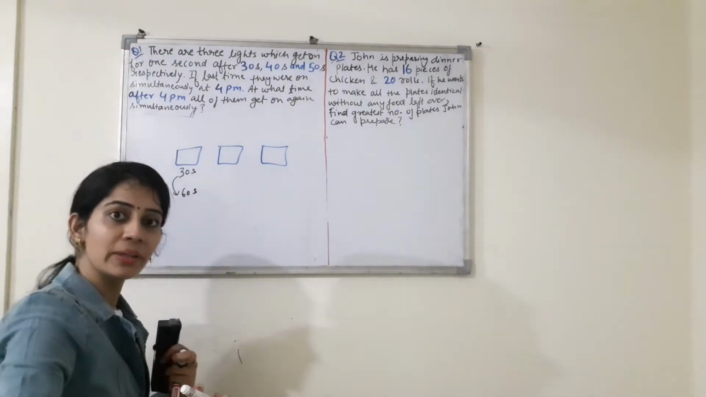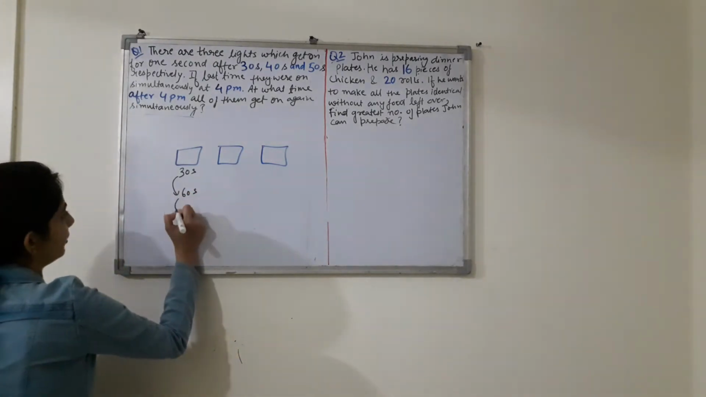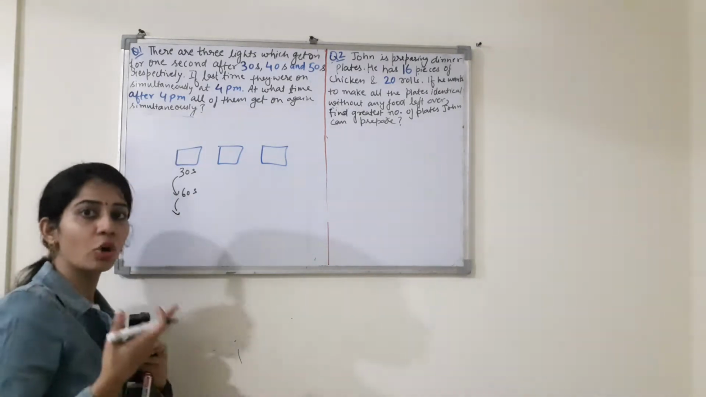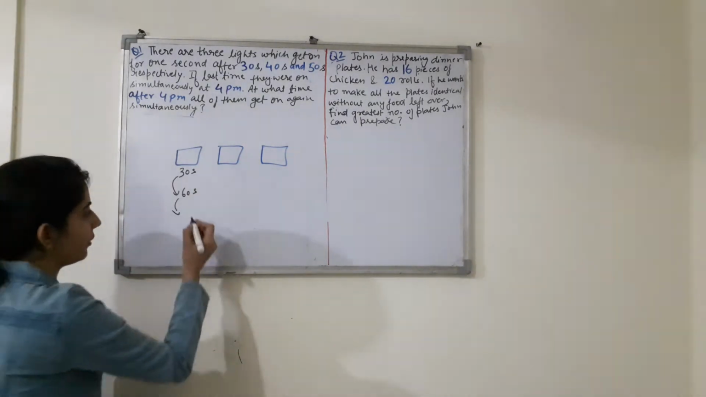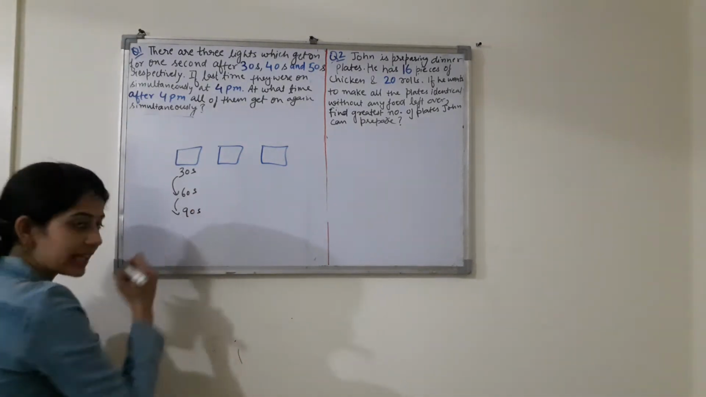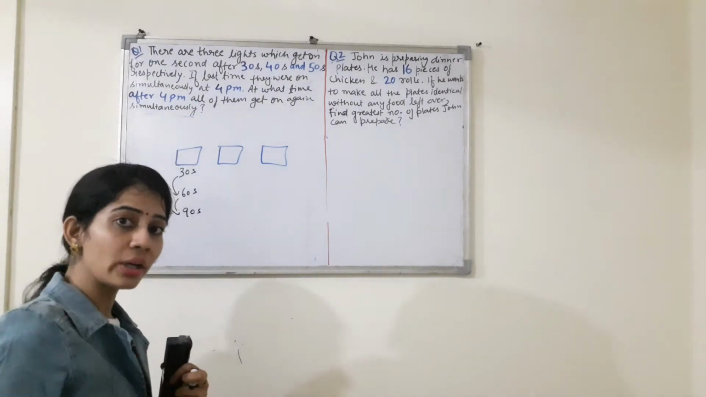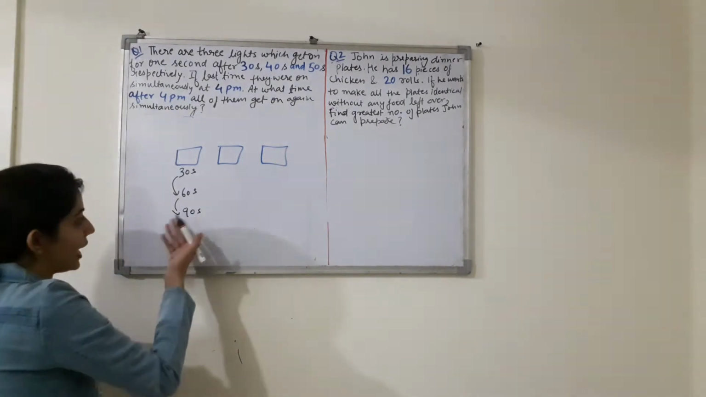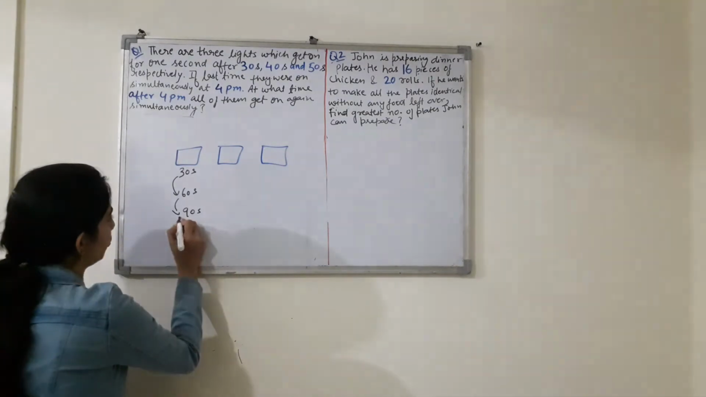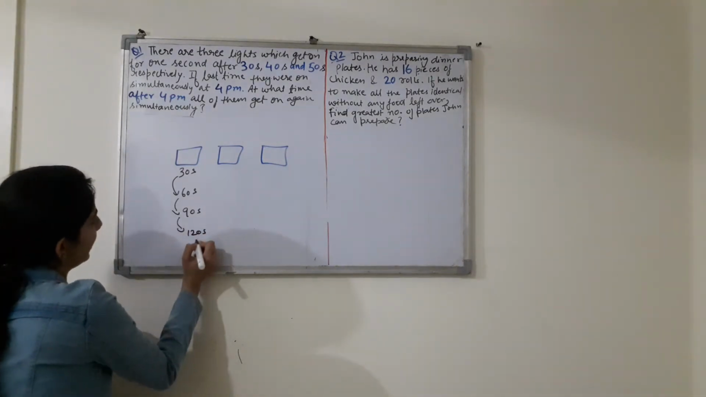Then when will it get on next? Again 60 plus 30, or 30 into 3, so it will be 90 seconds. Then it will get on after 30 seconds, so 90 plus 30 will be 120 seconds, and so on.